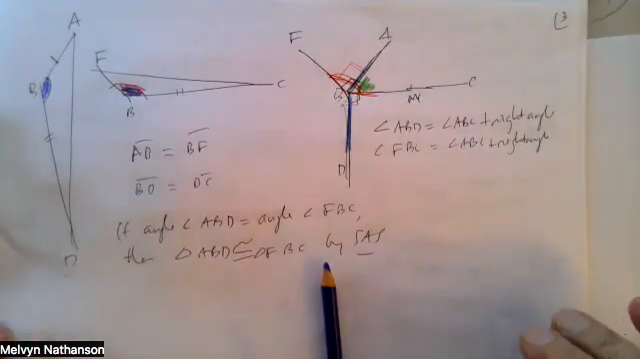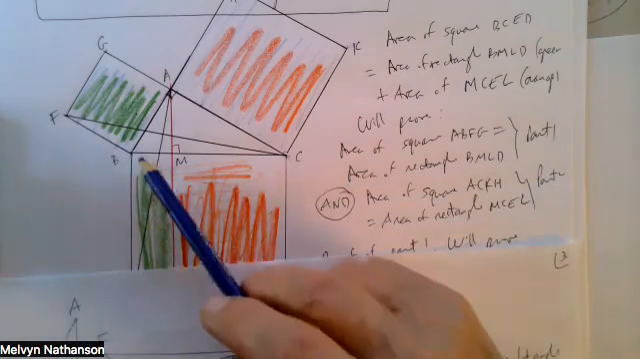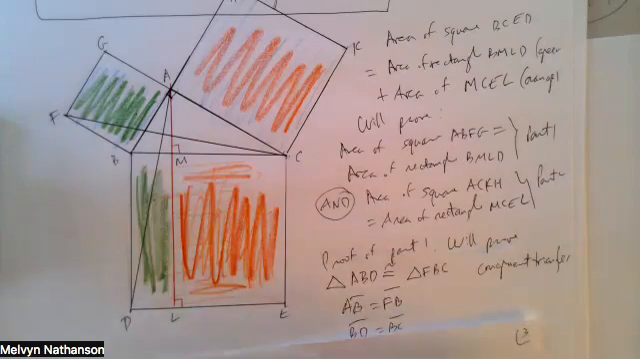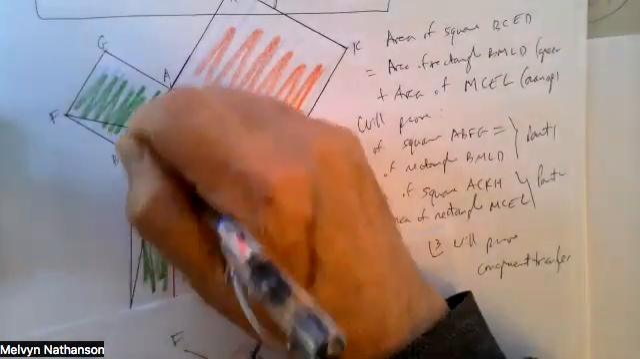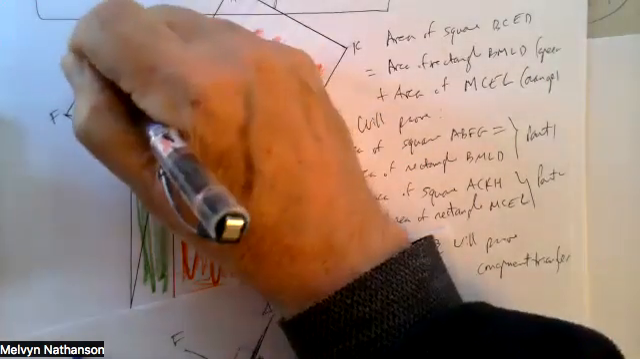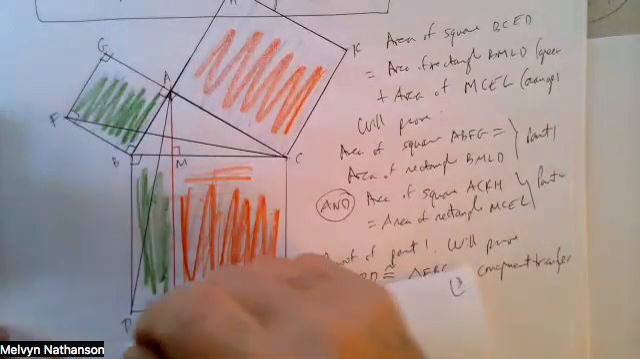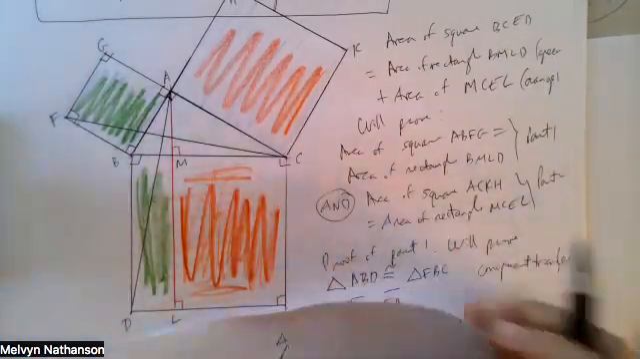Now, we know that these angles, without the green angle, are right angles because we drew squares. Oh, okay. This is a square. All the angles in a square are right angles. So we have right angles all over the place. These are all right angles.